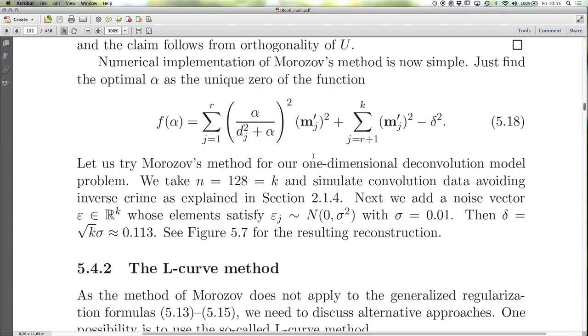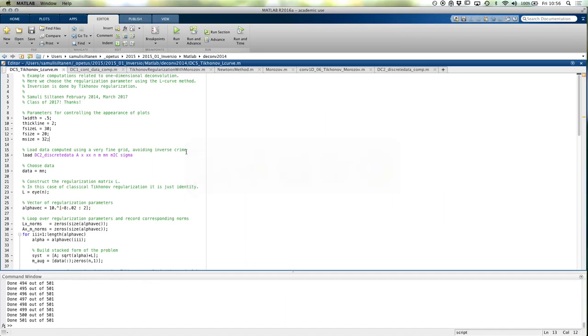M prime vector is just our data m multiplied by U transpose. Then we have just the data components here, and then we have the noise level squared. And according to the proof, if the assumptions hold, this function has a unique zero. And that's the alpha we want. We want the alpha that gives the unique zero of this f. So then, after this deeply flawed and insufficient explanation, let's see how this works.